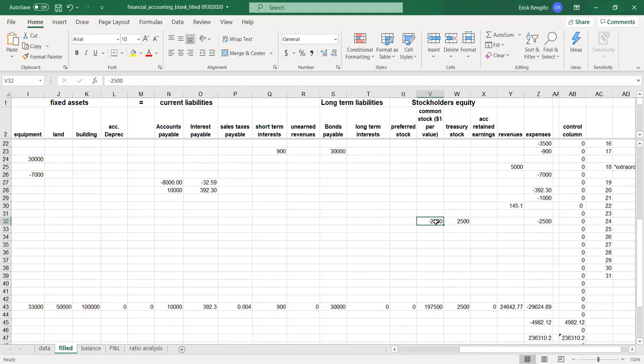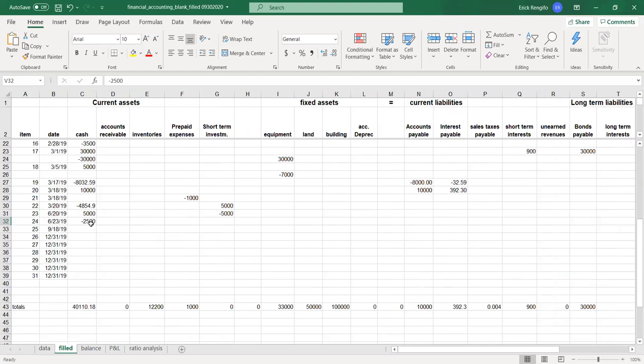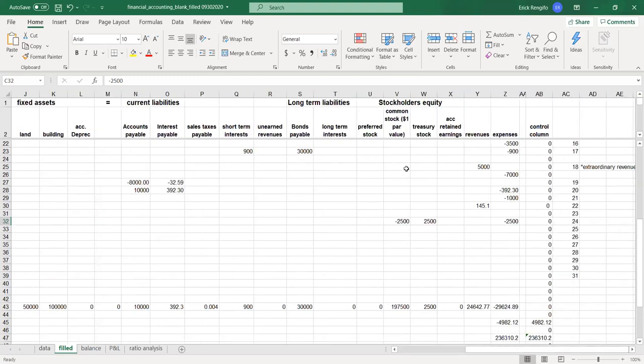We buy from you $2,500, 2,500 shares, for example. Got it? And so that's what the corporation does. It pays to the current owners $2,500. It reduces the ownership by 2,500.